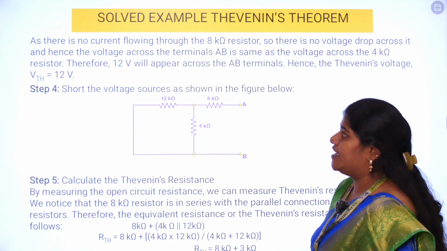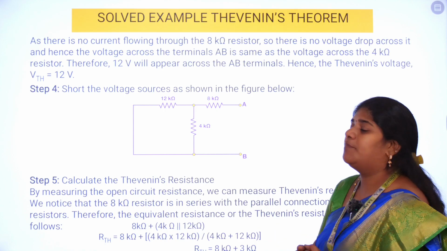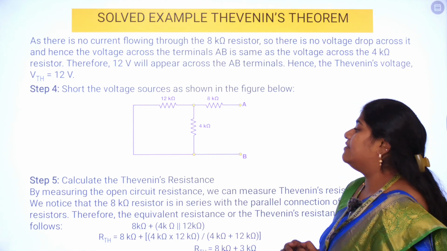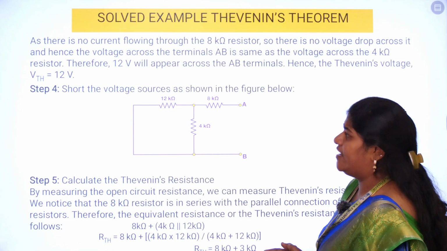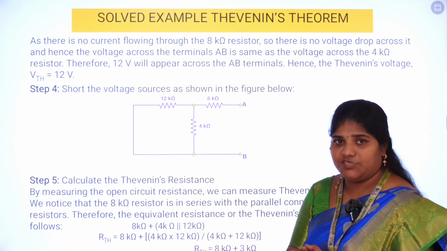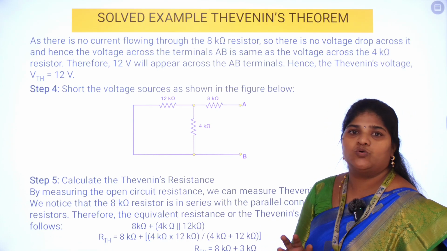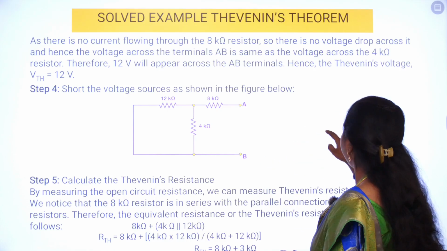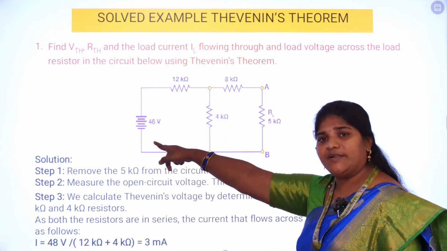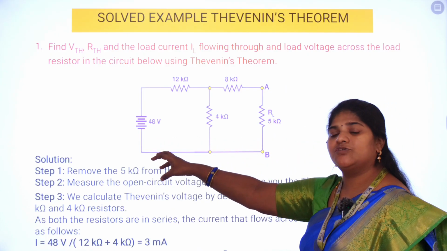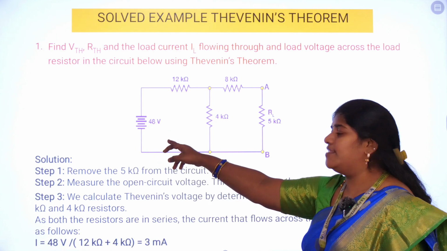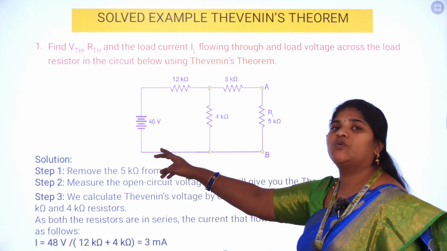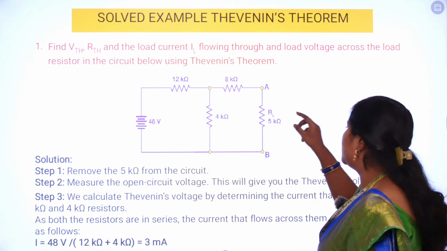So after finding VTH, step number 4 is finding the Thevenin's equivalent resistance, RTH. So to find RTH, what is the procedure? The procedure is you have to kill the energy sources. So the energy source, as you can see, is a voltage source. So how can I kill the energy source? Killing is something making its effect equal to 0. So to kill this energy source, I have to make this voltage source short circuit.